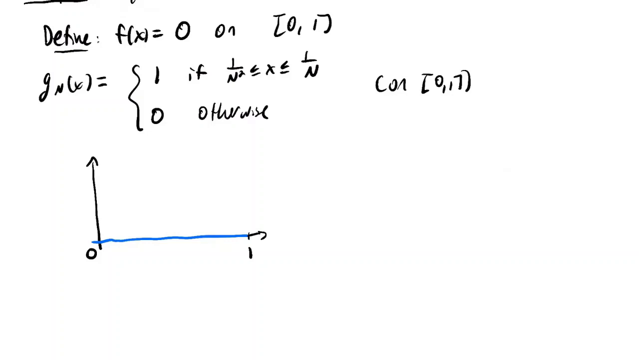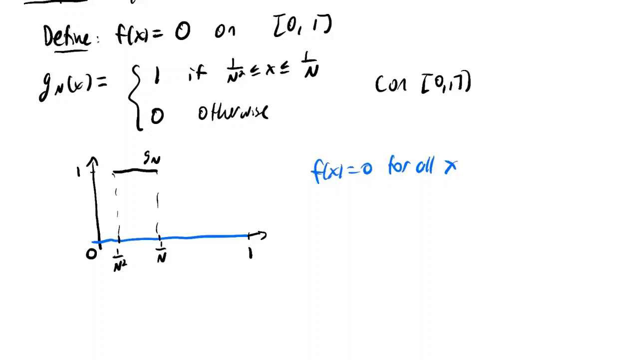Right, so my function f is just equal to 0 for all points. And what is my function gn? Well, let's say this is 1 over n squared, and this is 1 over n. If x is between these two points, my function gn is equal to 1, and otherwise gn is equal to 0. So gn gives you kind of a step function.